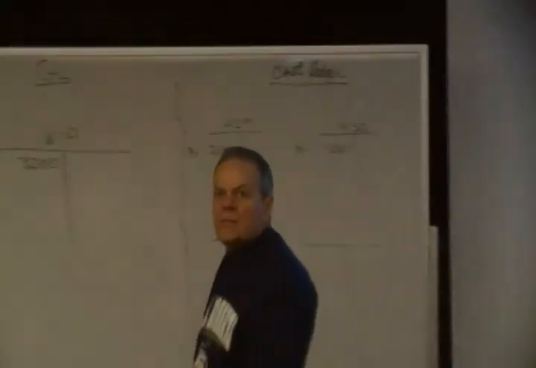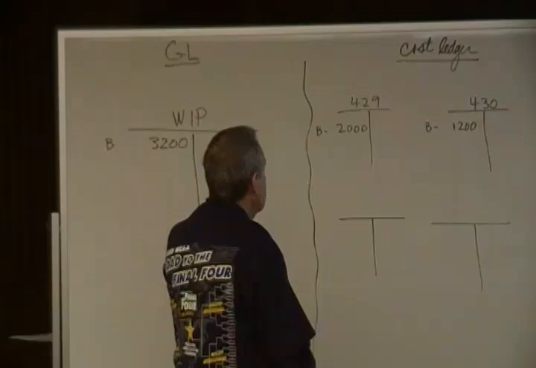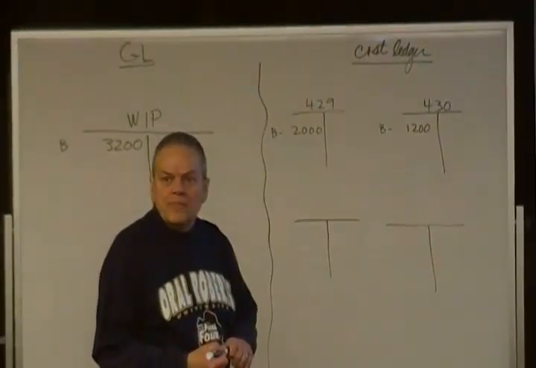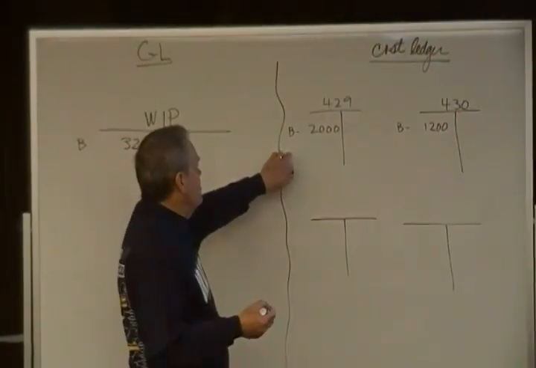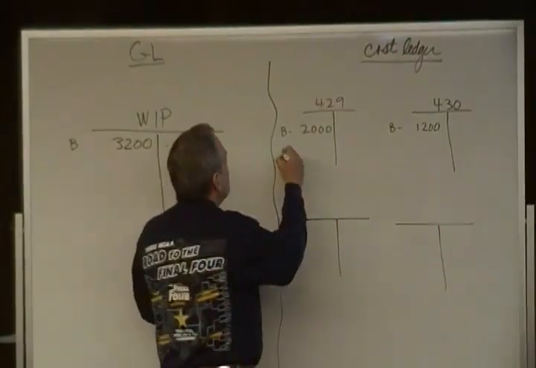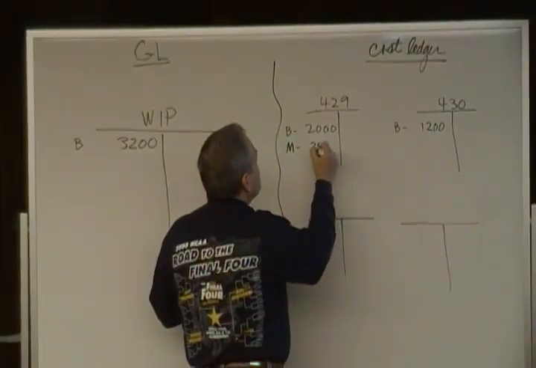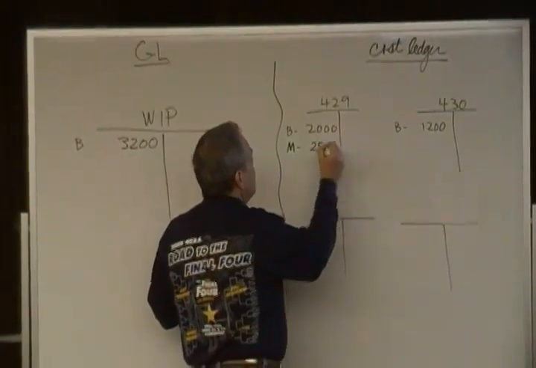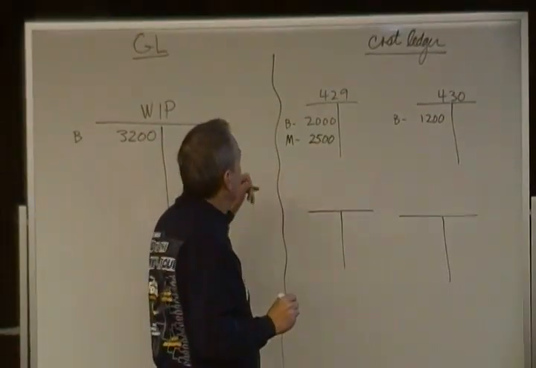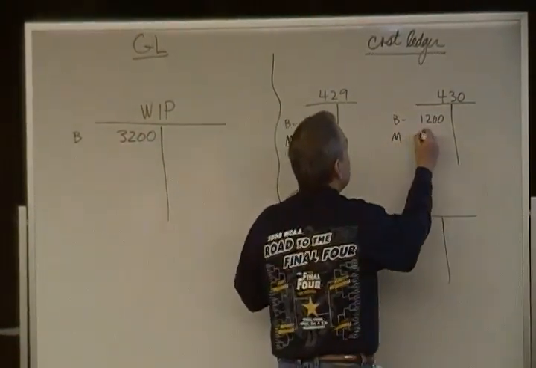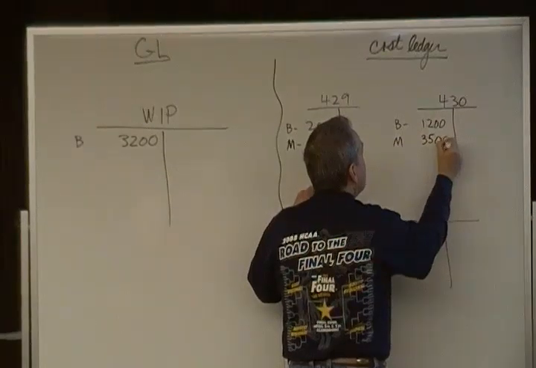These others have names of jobs out beside them. In fact, so much so that I probably ought to post them right now while I'm thinking about it. Will you help me, Whit? What's the first one say? Job which? 429. 429 got some more materials on it. How much? $2,500. Then what happened, Whit? On 430, we got 3,500. 3,500 went into job 430.